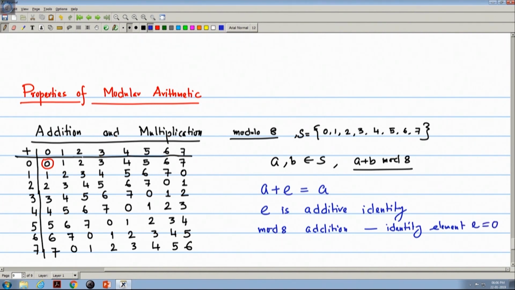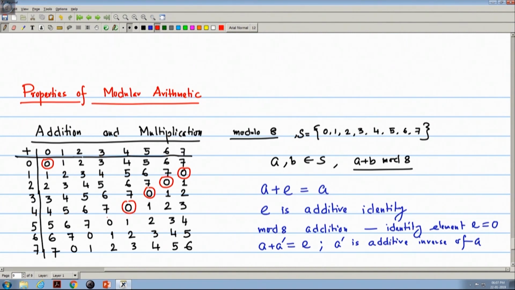Now, what about the additive inverse? If we remember, if A plus A dash equals E, or A dash plus A equals E, then A dash is the additive inverse of A. Now we see that 0 plus 0 is 0, 1 plus 7 is 0, 2 plus 6 is 0, 3 plus 5 is 0, and 4 plus 4 is 0.